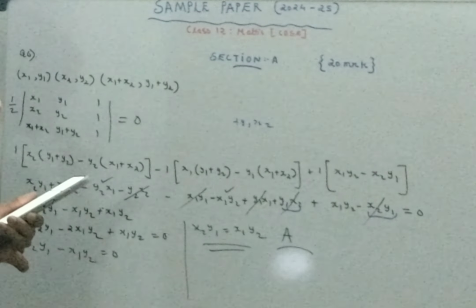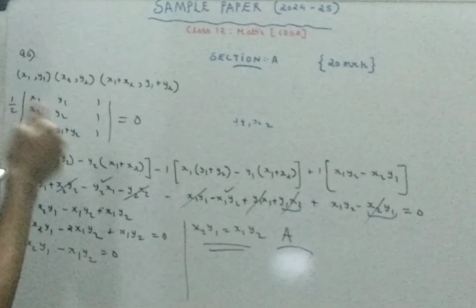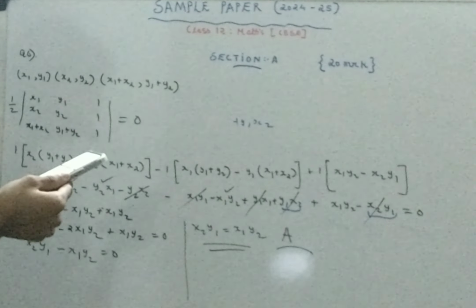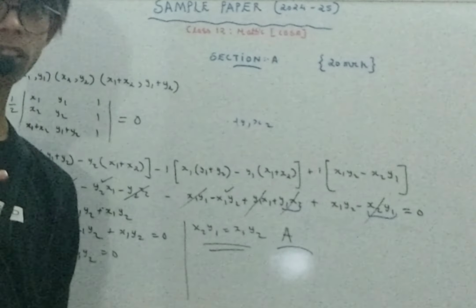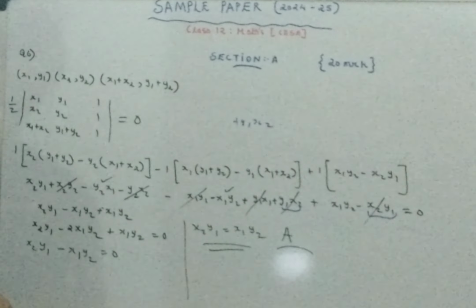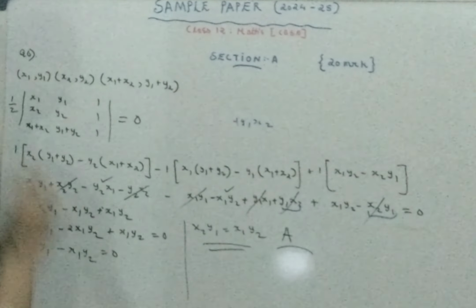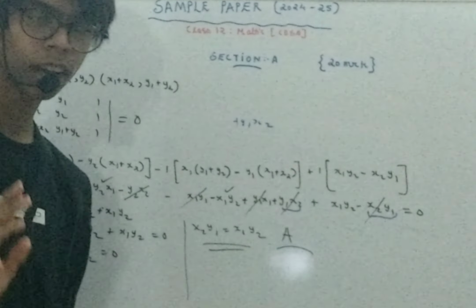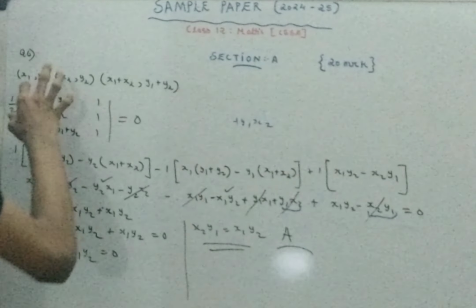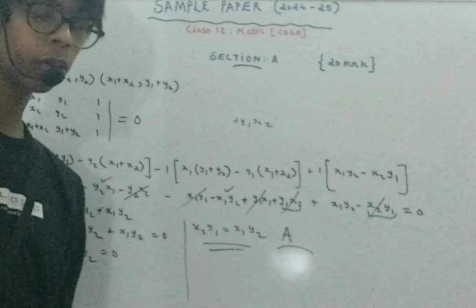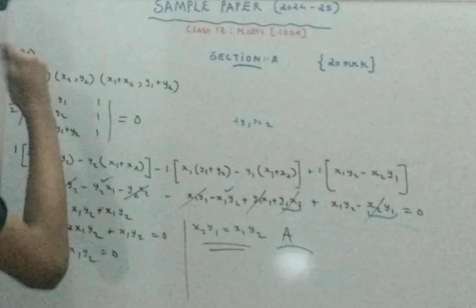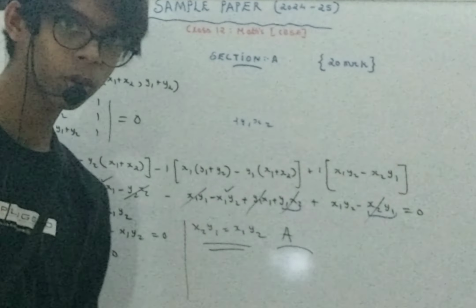The sixth question is, if the points x1, y1; x2, y2; and x1 plus x2, y1 plus y2 are collinear, then the value of x1 y2. When you see this question, there are 3 points given and it is said that they are collinear. So the first thing that should come to your mind is, whenever 3 points are given collinear, you should remember that the area of the triangle is equal to 0.